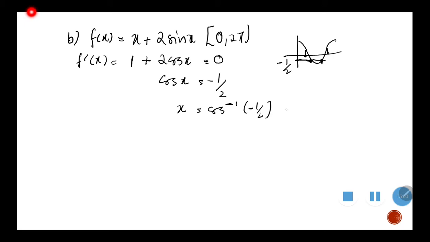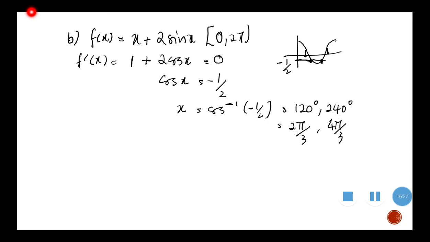If you press the calculator, or if you remember, it will be good if you remember. It's 120 degrees and 240 degrees, or you can put it in radians. Meaning in radians, it is 2 pi over 3, and another one is 4 pi over 3. So those are our critical numbers. Critical numbers. Now it's up to you.